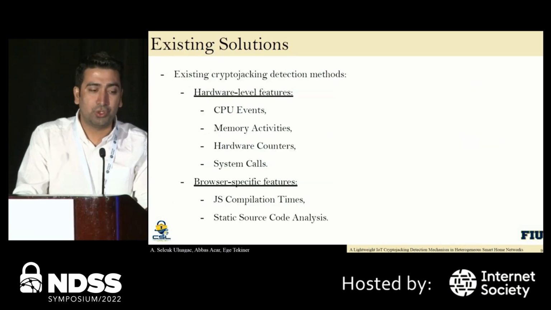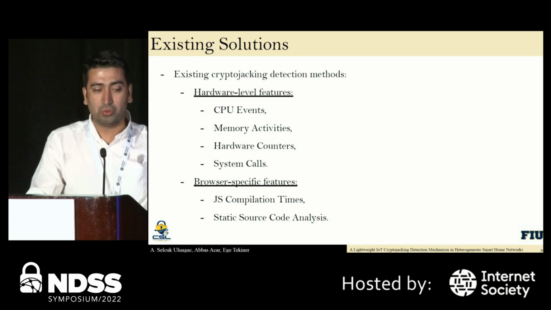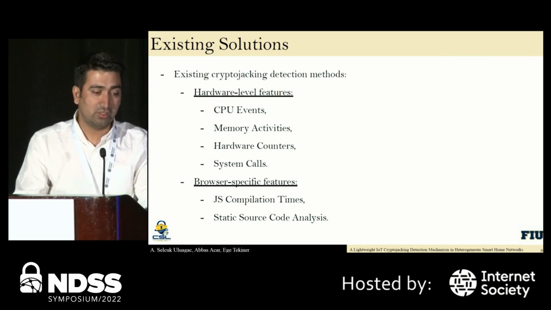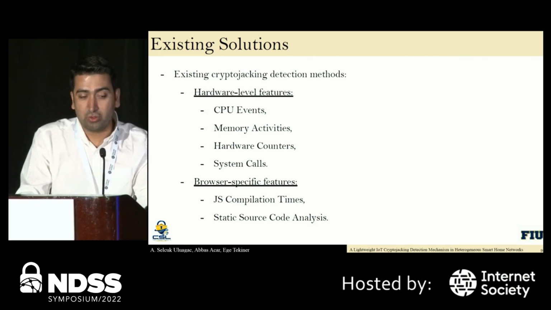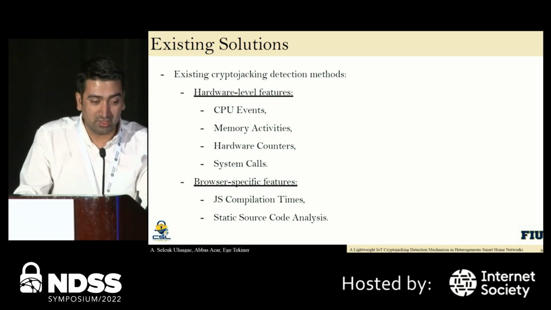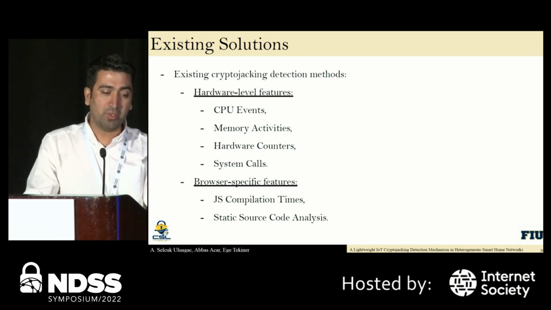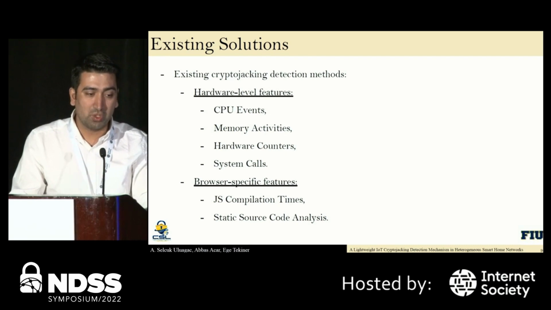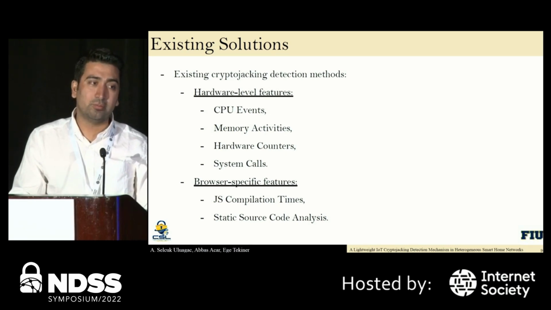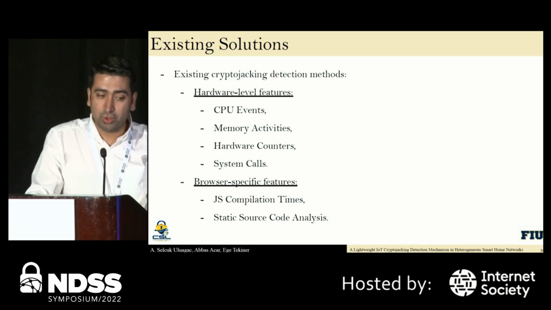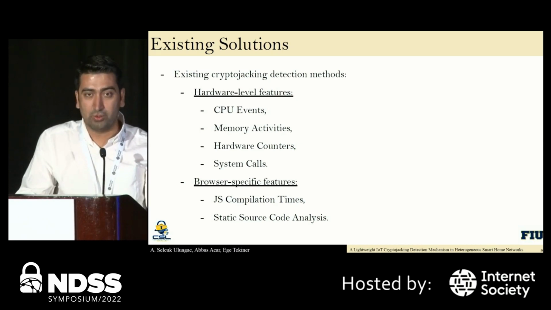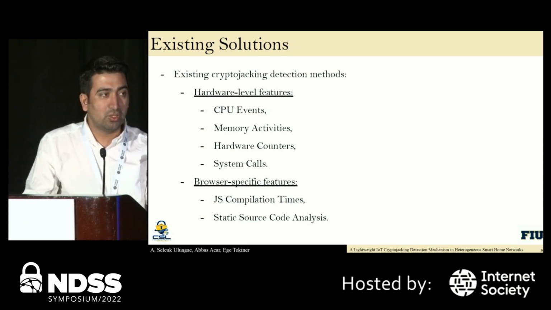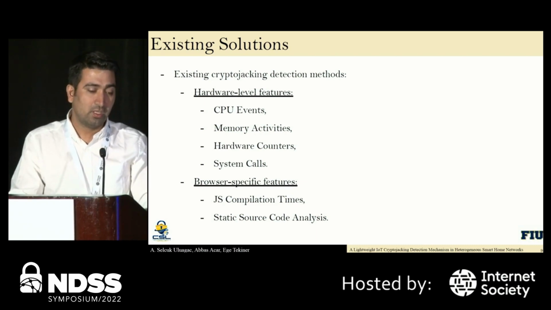And when we look at the literature, some of the existing solutions for cryptojacking detection are based on, for example, hardware-level features such as CPU events, memory activities, hardware counters, or system calls. However, these are not applicable to IoT devices because in order to monitor and record these features, you have to deploy software on the IoT devices.